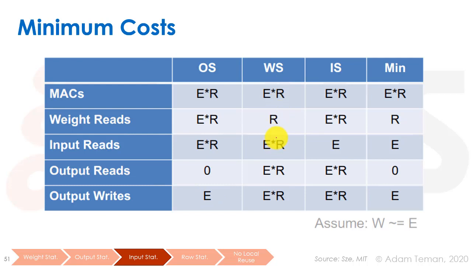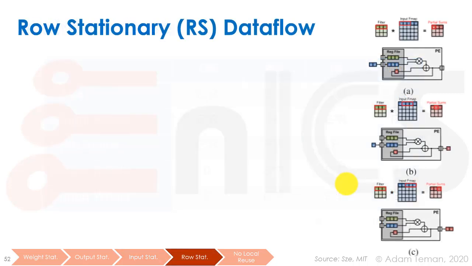For weight stationary, we had only R times we had to read new weights, but again, inputs and output reads and writes, we had to do E times R times. And for input stationary, we only had to read inputs E times, but for weight reads, output reads, and output writes, we had to do E times R times. Okay, so again, when we're designing our accelerator, we should try to find out what's the best fit for our algorithm.